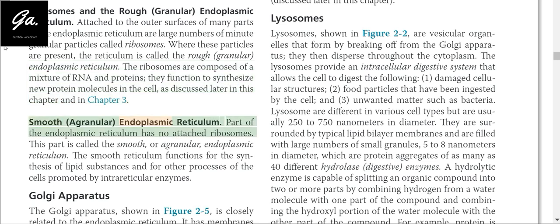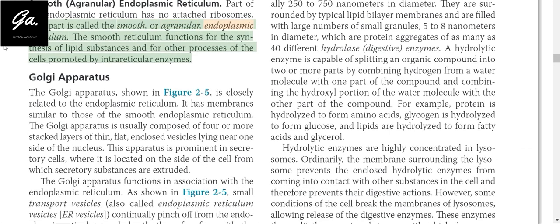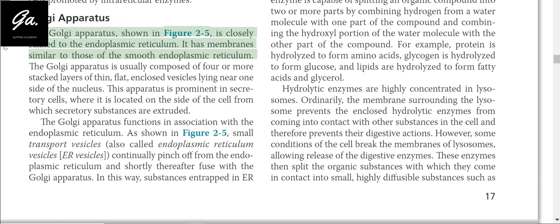Smooth endoplasmic reticulum. Part of the endoplasmic reticulum has no attached ribosomes. This part is called the smooth, or agranular, endoplasmic reticulum. The smooth reticulum functions for the synthesis of lipid substances and for other processes of the cells promoted by intrareticular enzymes. Golgi apparatus. The Golgi apparatus, shown in Figure 2-5, is closely related to the endoplasmic reticulum.